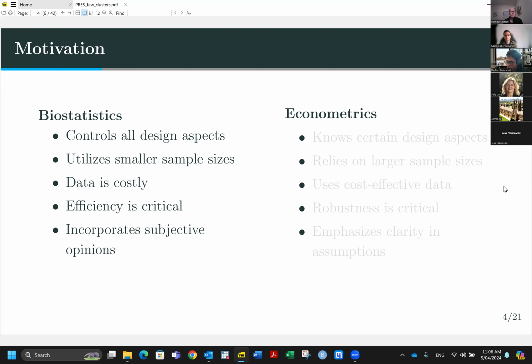Biostatisticians usually, because of the physical randomization, control all aspects of the design, and they know all aspects of the design. And they usually use smaller sample sizes, which are very hard to come by. For example, it might be financially costly, or it could be costly in terms of patients' pain. So sometimes some patients undergo fake surgeries to be a good control group. And in a setting like this, efficiency is critical. So we can't just say we're not sure what the result is.